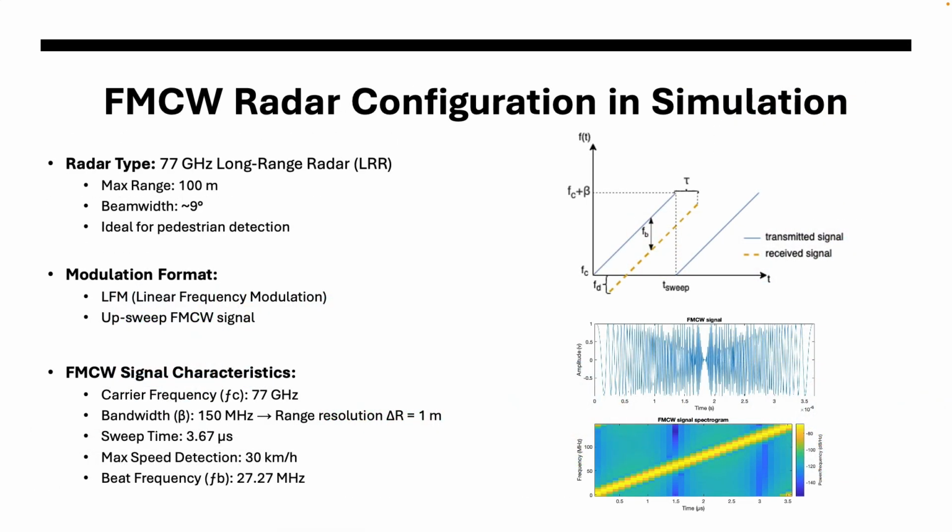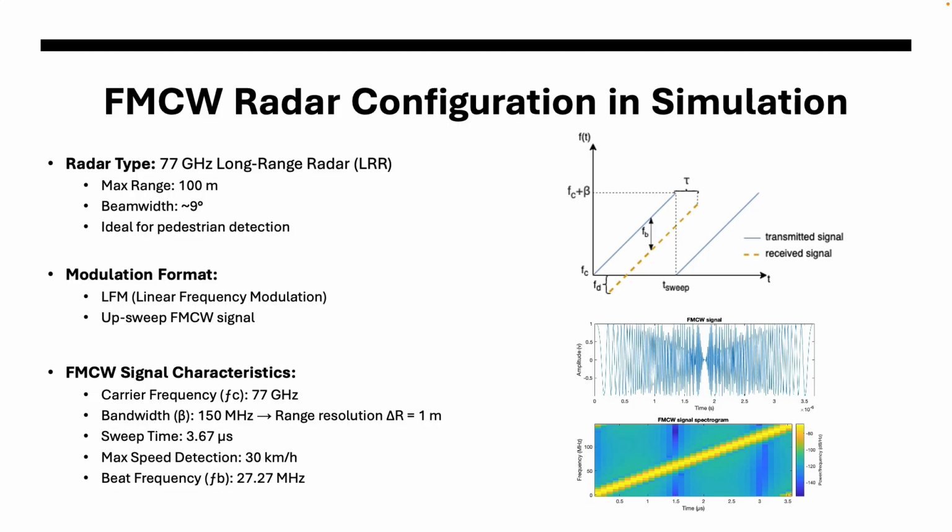To detect pedestrians accurately in our scenario, we integrated a 77 GHz long-range radar with a 100-meter detection range. This is consistent with industry use in some adaptive cruise control radar systems. Following the literature research, we selected linear frequency modulation over frequency shift keying due to its superior range resolution.